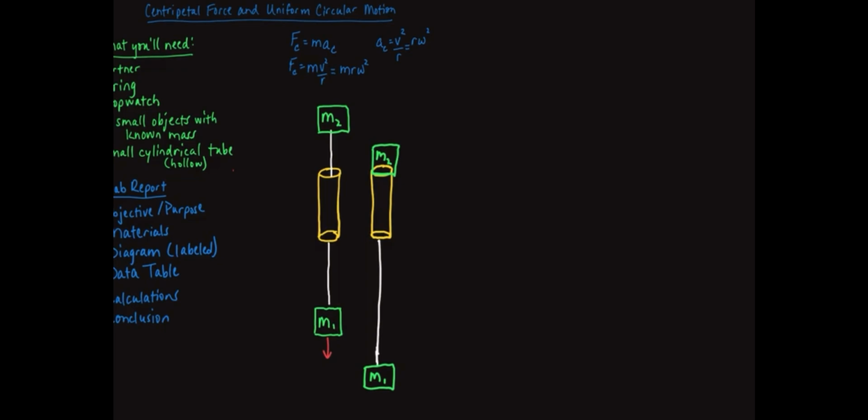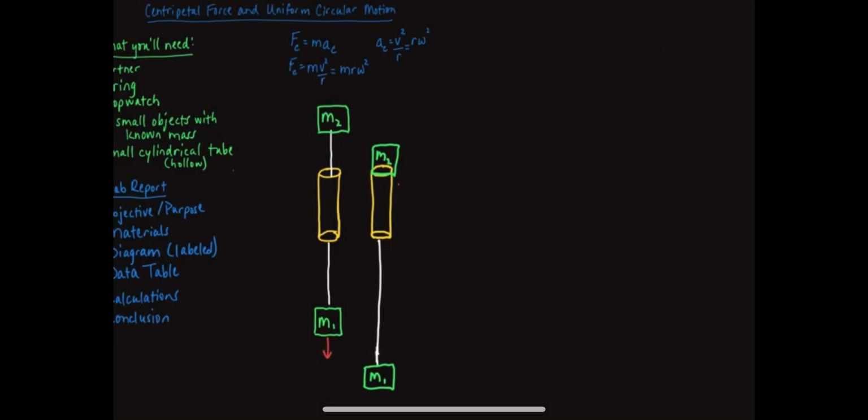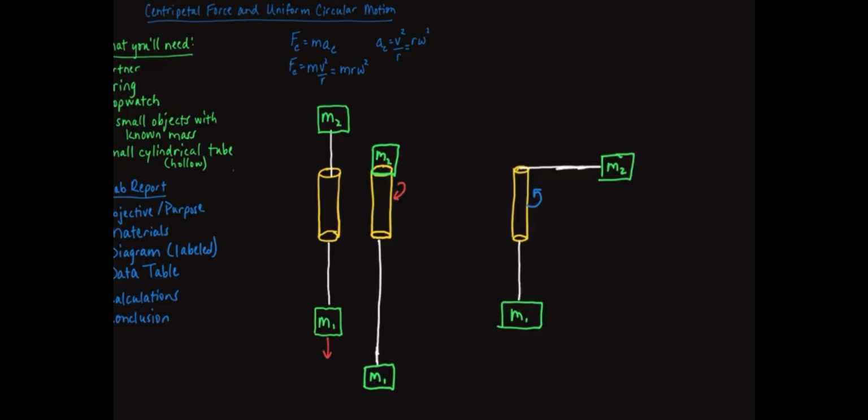So what we're going to do is get M2 moving in a circular motion. If you grab that cylindrical tube in your palm and you start to rotate it in little circles, then you are going to actually see M2 start moving in a circle and M1 will rise. Now you want to get M2 spinning where it's oriented horizontally and also where M1 is not changing height.